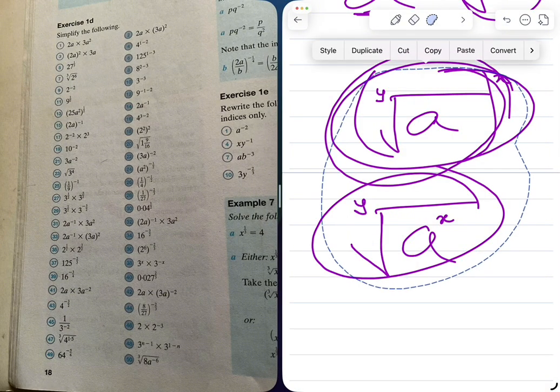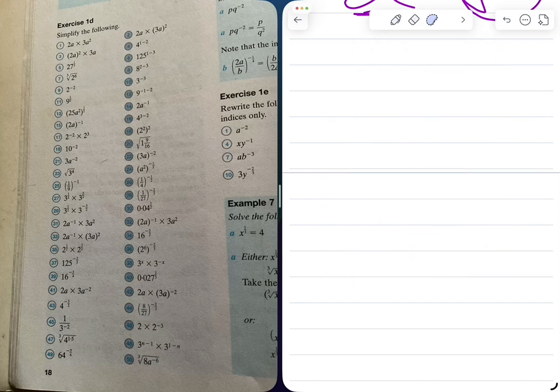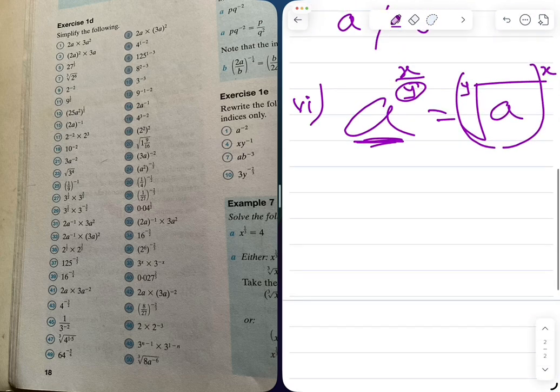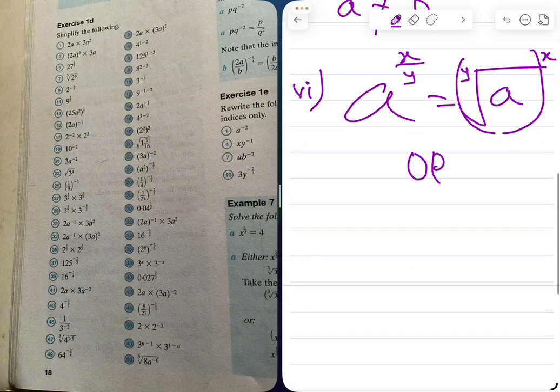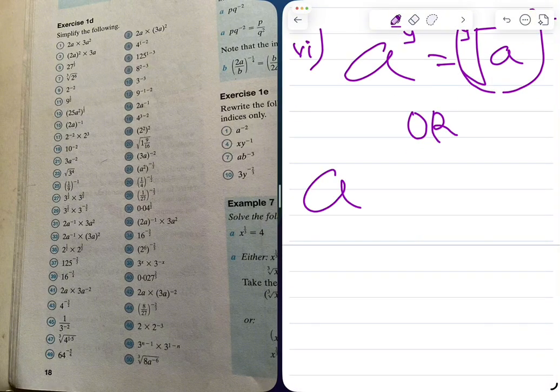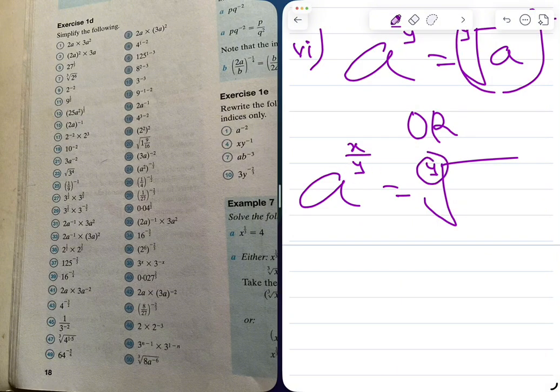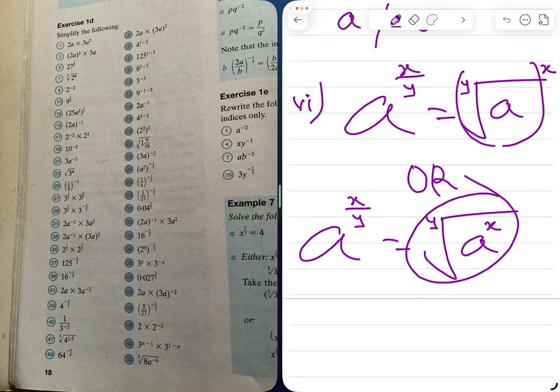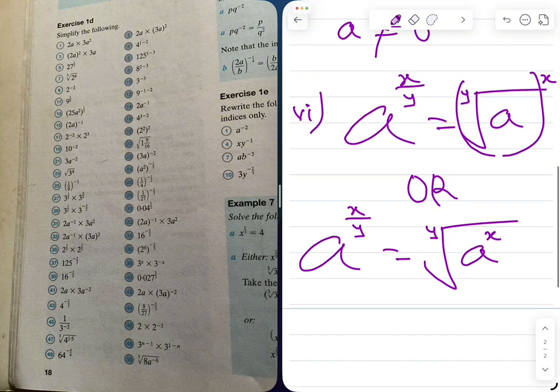So let me write that second way of writing it. We can say a raised to power x over y is equal to, put the root sign, put the denominator of the power, which is y, put it here, and then write the a under the root and put the power x on top of it. These and these are the same. So we take another one.